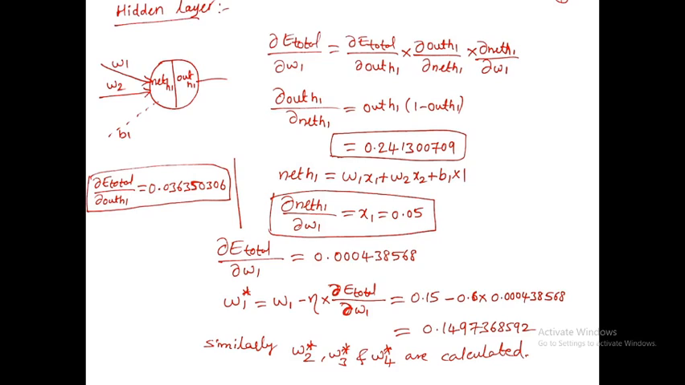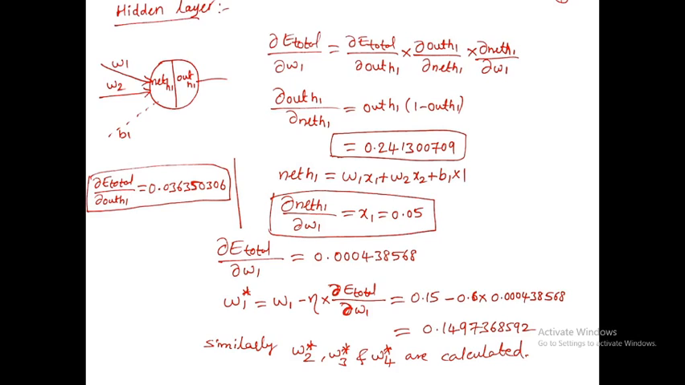Here dou out H1 by dou net H1 is nothing but the differentiation of the activation function. That is nothing but out H1 into 1 minus out H1. Here out H1 I have written as 1 by 1 plus e power minus x, which can be written as the activation function, right? That is nothing but out H1 only. That's why I have written out H1. So if you substitute those values, you will get dou out H1 by dou net H1 equal to 0.2413000709.